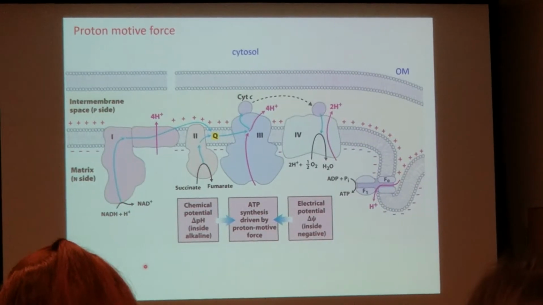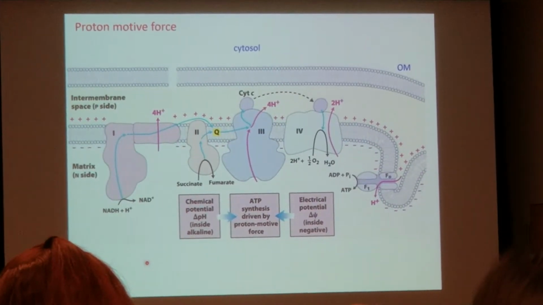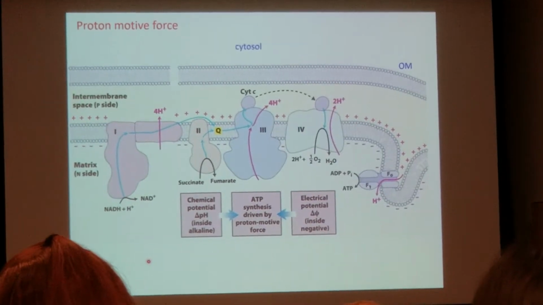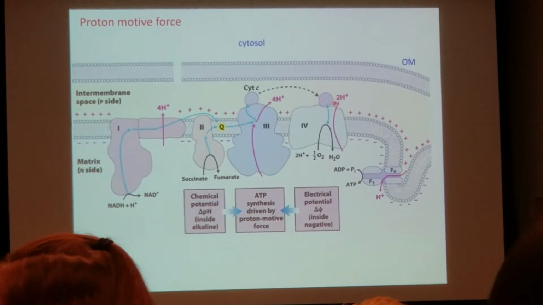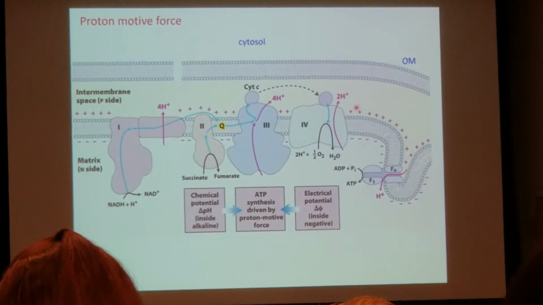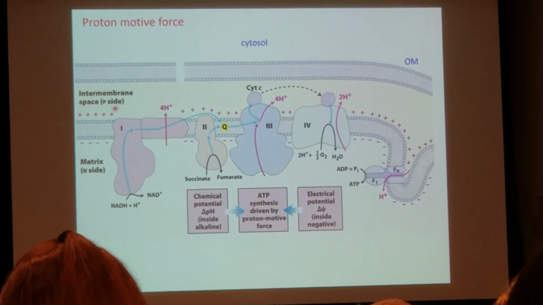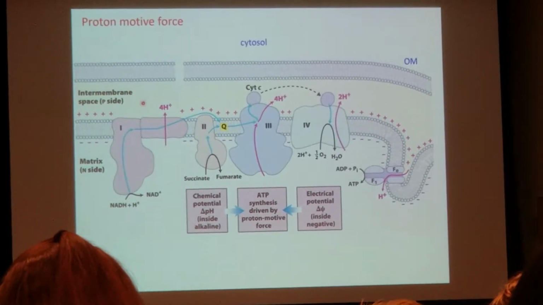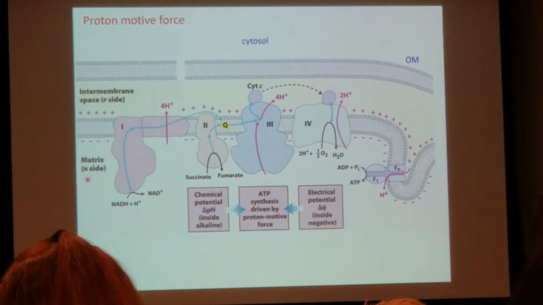You're getting across by different mechanisms, because structures 1 through 4 are different, they function differently. But you're getting across 4, 4, and 2, or 10 protons. Now this is creating a positive charge, that's the P part again. And when you move protons across, you leave behind a negative charge. So this is the negative side of the membrane.